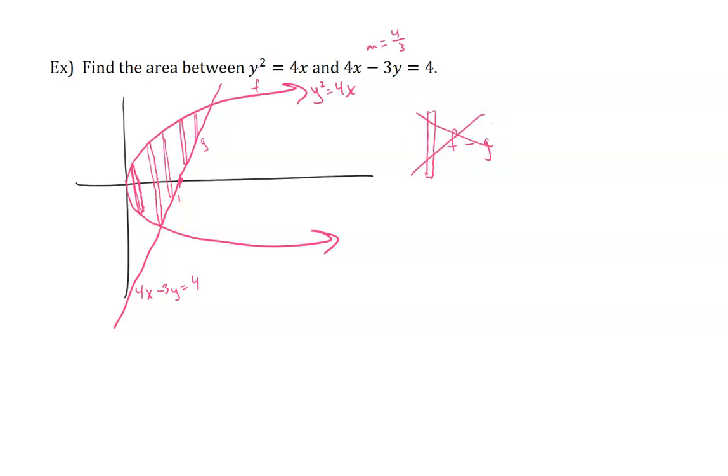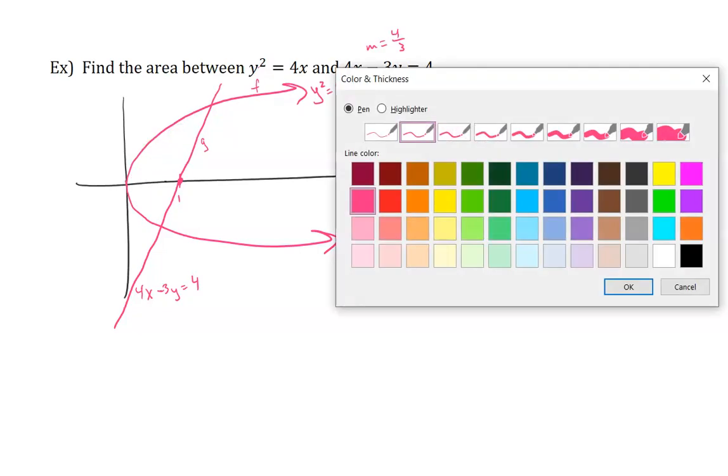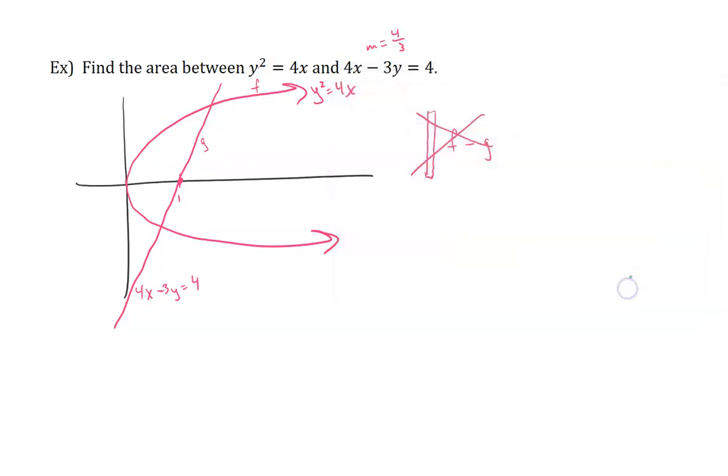So instead, we need to try something else. See if I can do this carefully. There we go. And that something else is that we are going to turn the rectangle sideways. We're going to slice this way.